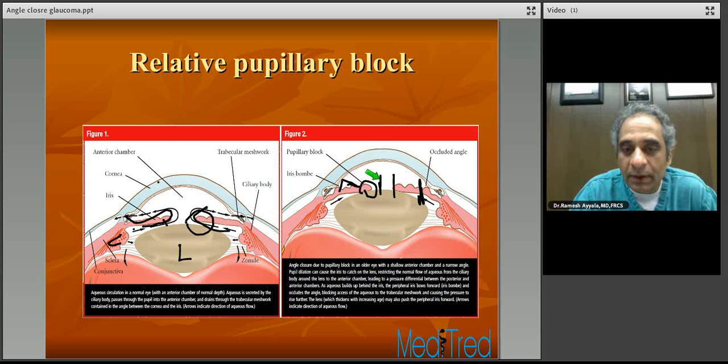So remember, it's the mid-dilated pupil that has the maximal relative pupillary block working against it because of increased contact between the iris and the underlying lens capsule. Either in extreme dilation or extreme constriction, the resistance is much less, and as such, the contact is much less between the pupillary margin and the lens capsule. As such, angle closure glaucoma is much less likely to occur.